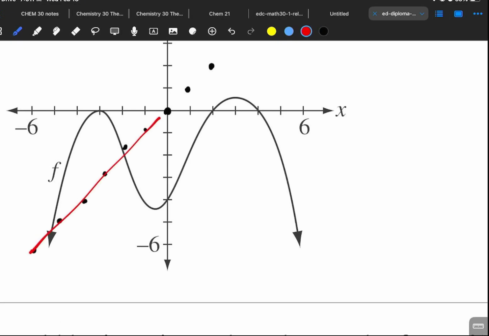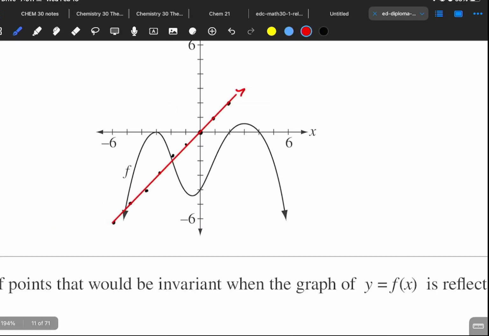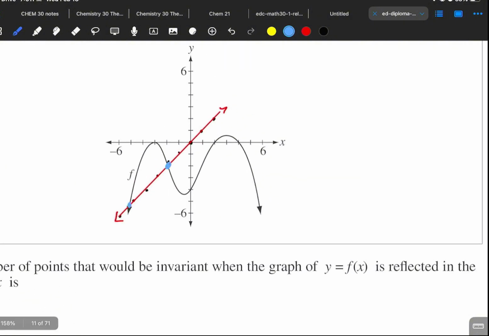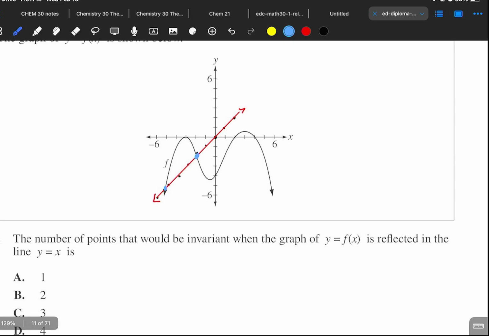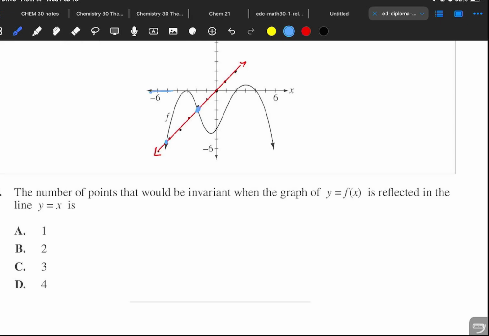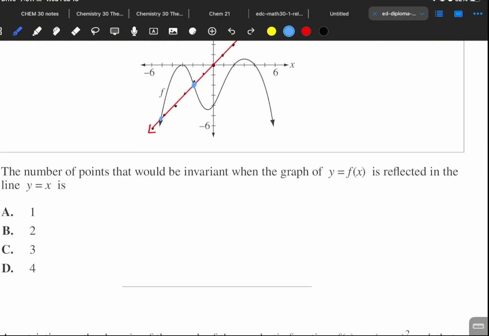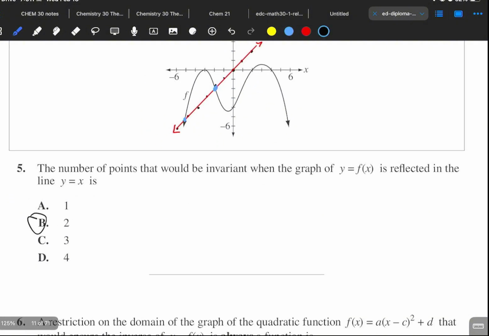So if we were to draw out this line here, we'd see that this line intersects the graph of y equals f of x 2 times. Remember from my last video that I said a point is invariant when it intersects the line of reflection. So in this case, it's going to intersect the line of reflection 2 times. So wherever it intersects the line of reflection, whether that be y equals 0 or x equals 0, the amount of times the original graph intersects the line of reflection, that's going to be the amount of invariant points you have. In this case, we're going to have 2 invariant points that we can count.